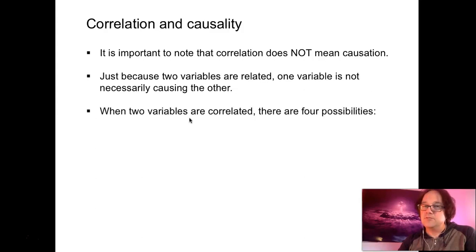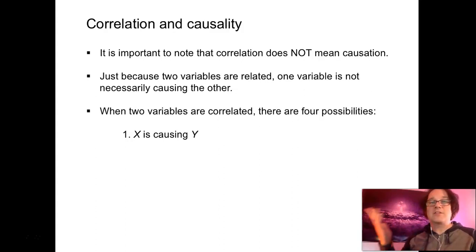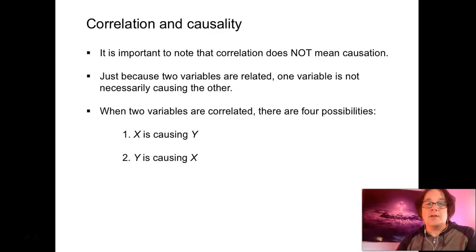There's a couple of reasons why this is possible. The first is that it is possible that the x variable is causing the y variable. That's certainly not outside the realm of possibility. But it could also be that the y variable is causing the x variable. It's kind of arbitrary what we labeled x and what we labeled y. So we have a directionality issue. Which one's causing which? We don't know.